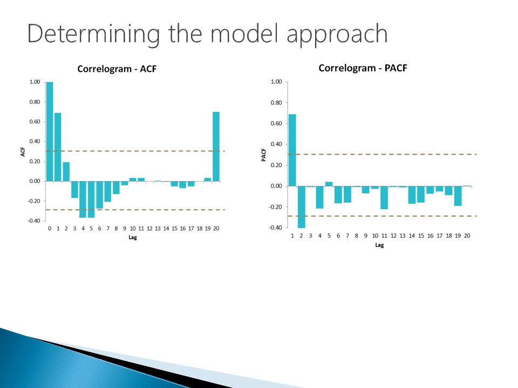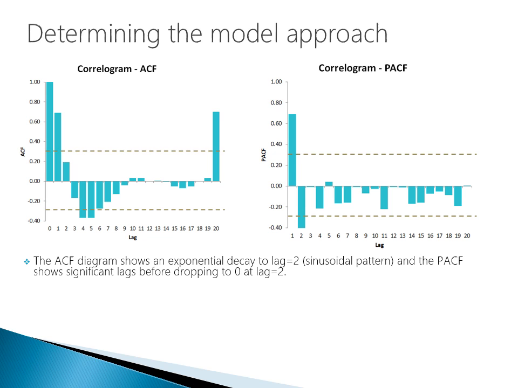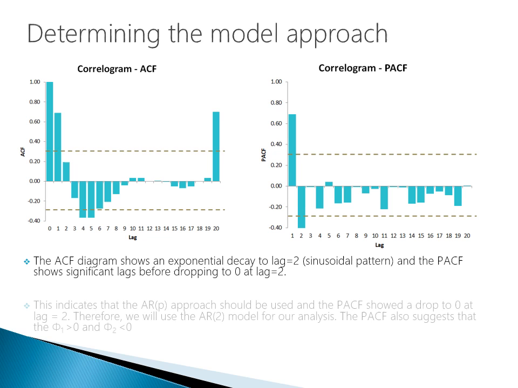So I produce the correlograms, the ACF and the PACF, and I evaluate the spread across the lags. In this case, the ACF diagram shows an exponential decay to lag 2, or a sinusoidal pattern, and the PACF shows significant lags before dropping to 0 at lag 2. This indicates that the AR(p) approach should be used, and the PACF showed a drop to 0 at lag equals 2. Therefore, we will use the AR(2) model for our analysis.